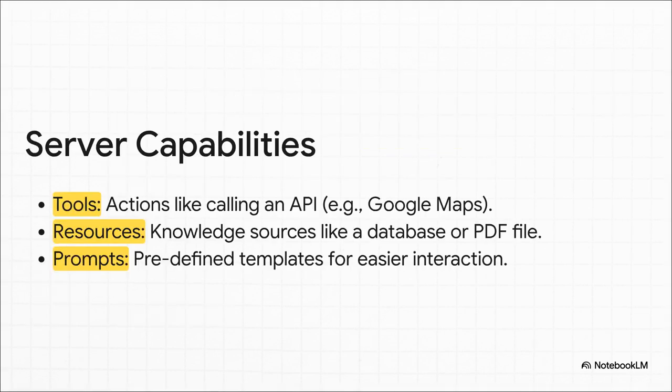So, think about it like this. When an AI app starts up, it kind of goes on a little discovery trip. It pings all the MCP servers it can see and just asks, hey, what can you do for me? And the servers respond with a whole menu of options. They'll list their tools, like I can call an API, their resources, like I can read this database, and even prompts, which are like helpful templates. It gives the AI a complete, up-to-date catalog of all its powers.